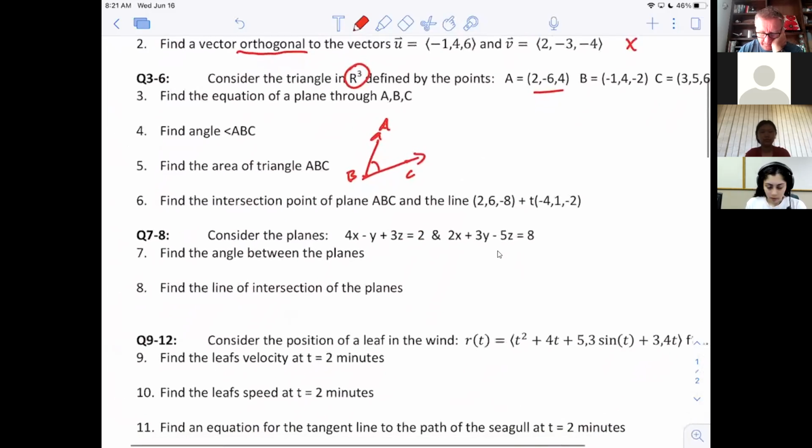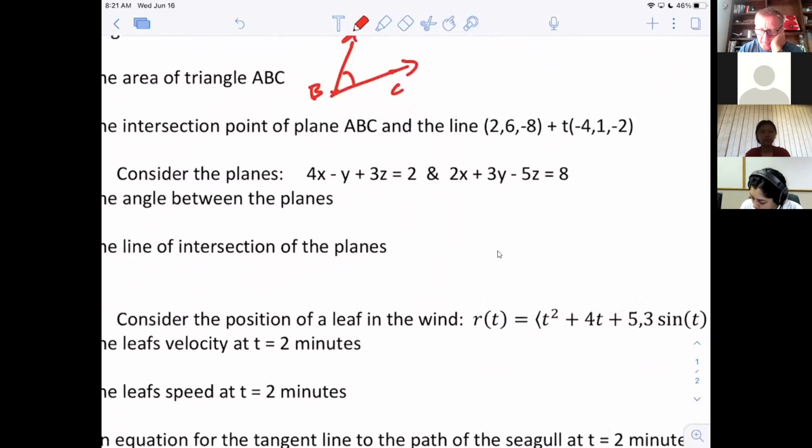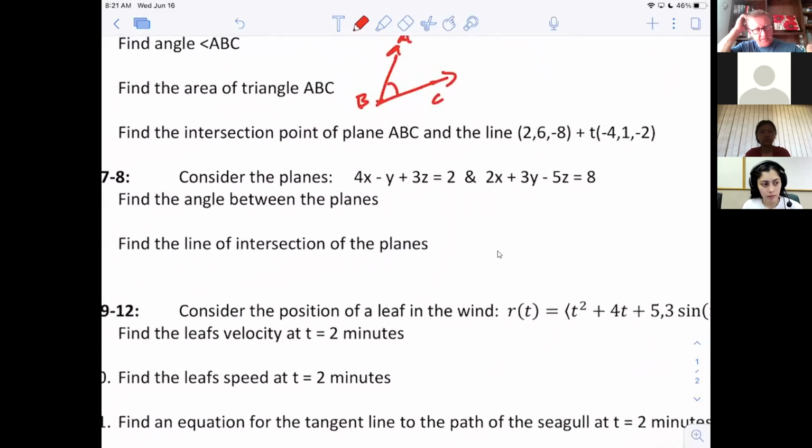So cool. And then you have two planes here, and I hope you have a pretty good sense that in 4x minus y plus 3z, the 4, -1, 3 was the normal vector, or perpendicular vector, orthogonal vector. So planes were defined by that normal vector. The 4, -1, and 3 determine the orientation of the plane. The 2 just slides it around.